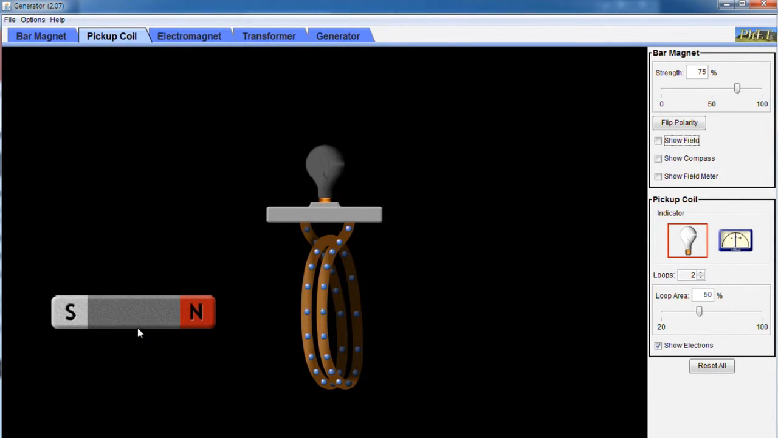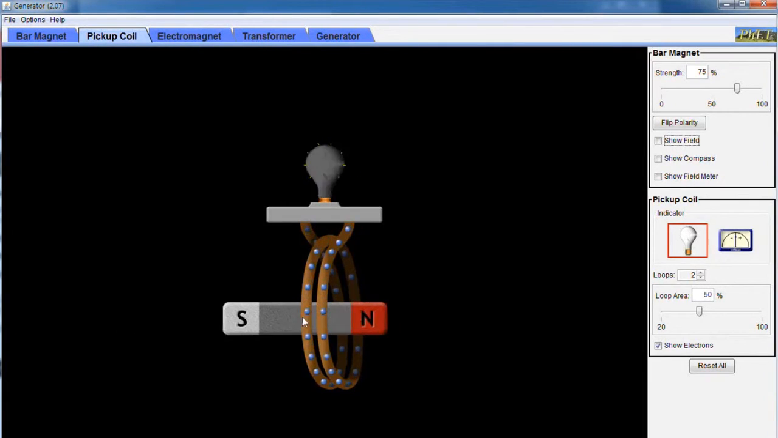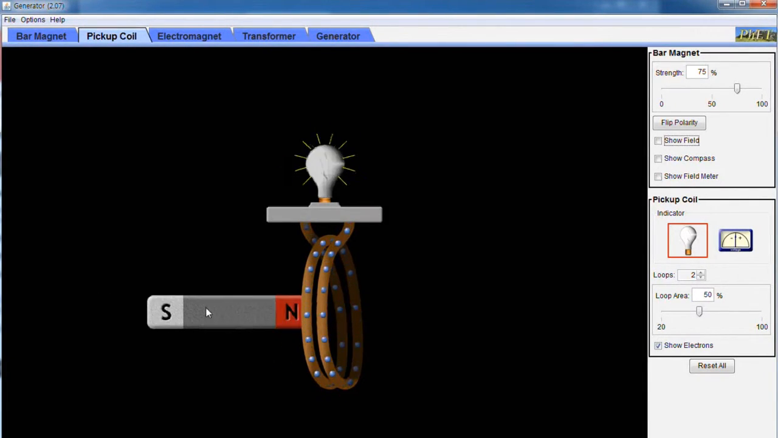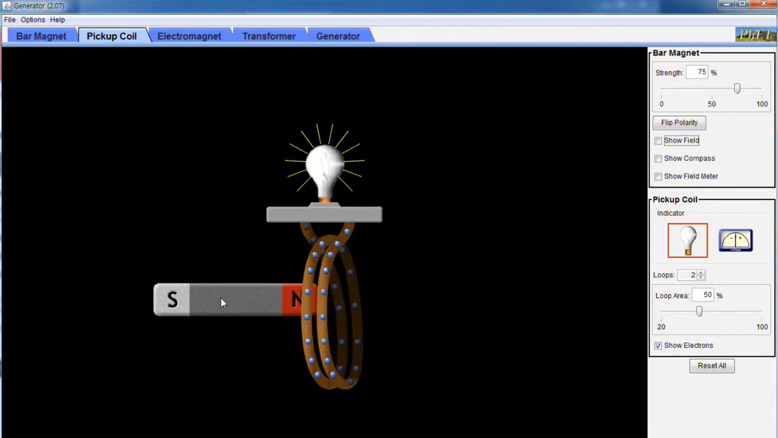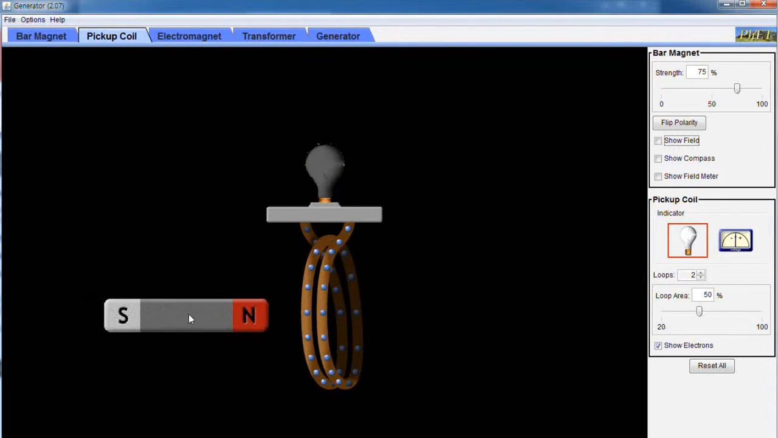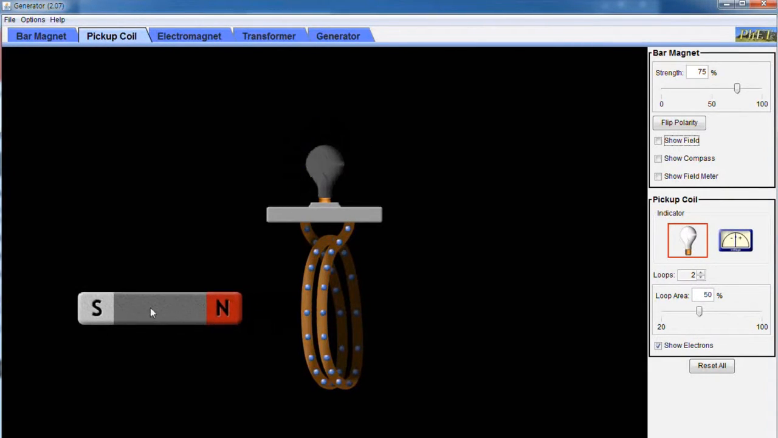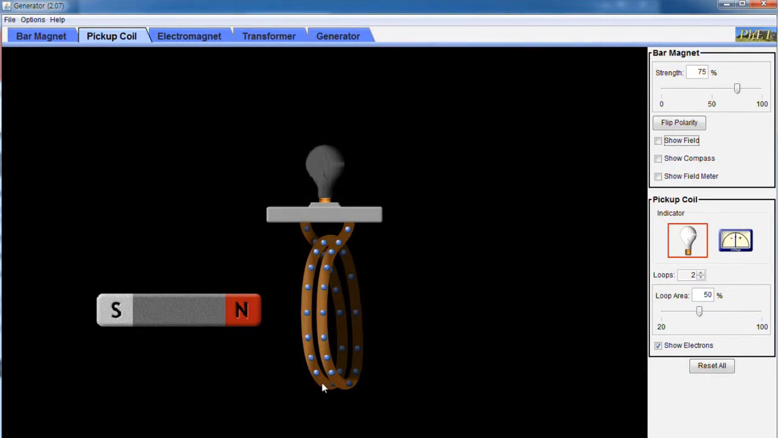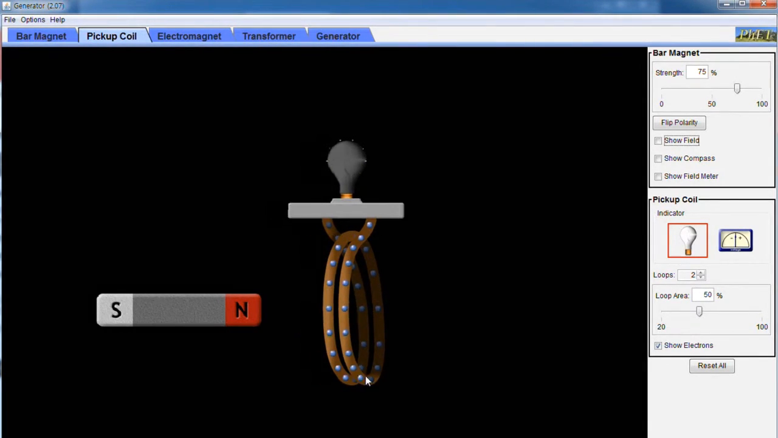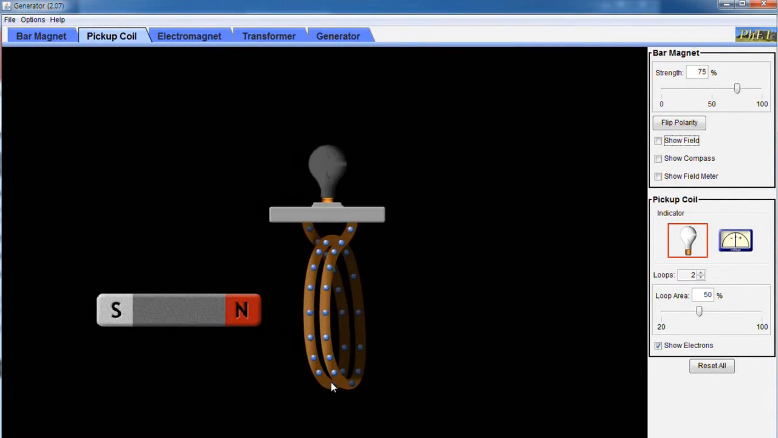But let's see what will happen if I move this magnet around this coil. Can you see? When I'm moving this magnet around this coil, the electrons are moving, which means the current is flowing, and light is coming out from the light bulb. So it apparently shows that this current appears only if there is a relative motion between the magnet and the loop. It also works when I move this coil around the magnet; the same thing is happening.